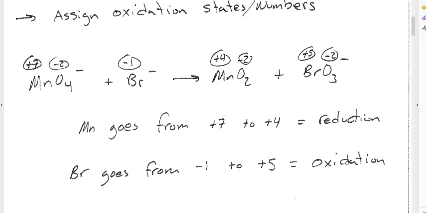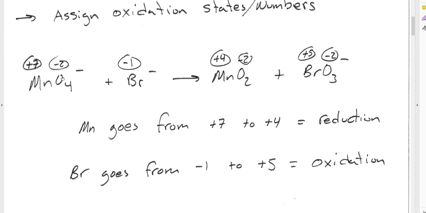But remember, if I ask for the reducing agent or the oxidizing agent, that's opposite. Manganese is reduced, so manganese is the oxidizing agent. Bromine is being oxidized, so bromine is the reducing agent. Just watch out for that. Agent means opposite, all right?